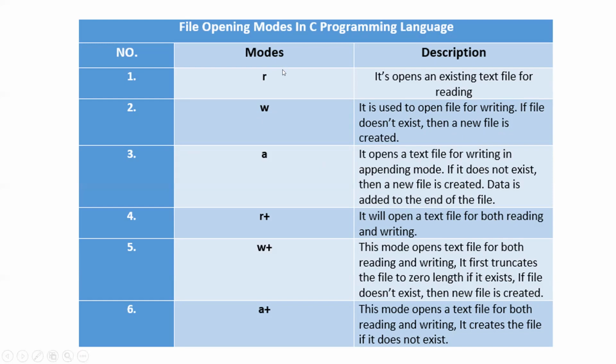If you are using a binary file, then you have to use b along with all these modes. rb means it opens the binary file for reading. wb means it opens the binary file for writing. ab means it opens the binary file in appending mode. So these are all modes for text files. In order to use them along with the binary file, you have to use rb, wb, ab, rb+, wb+, and ab+. Now, to close the file, you use the function fclose with the file pointer name within the brackets.